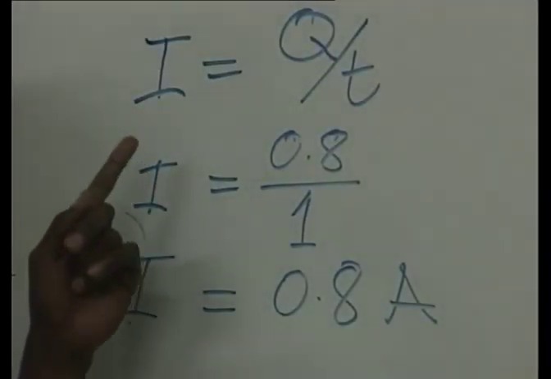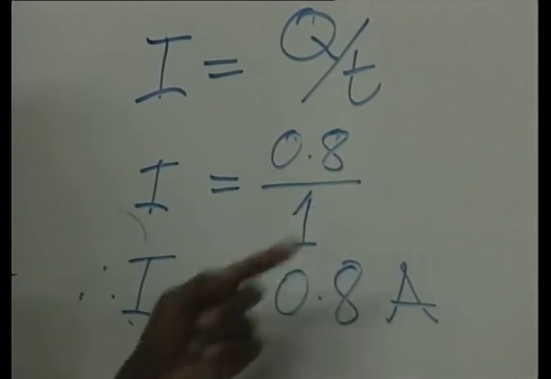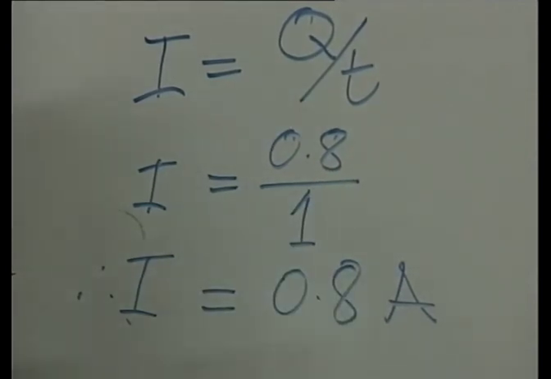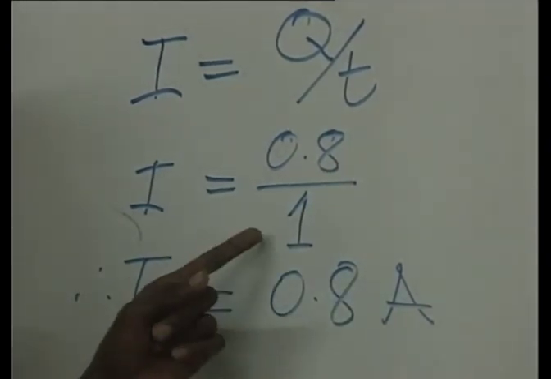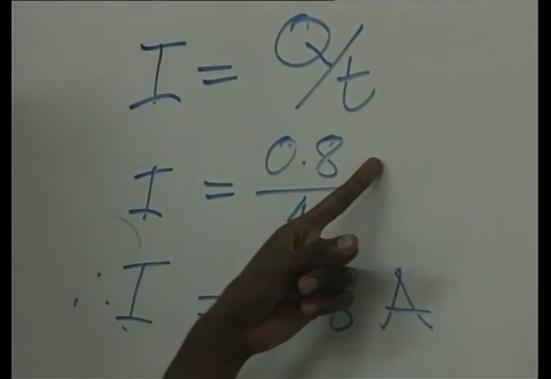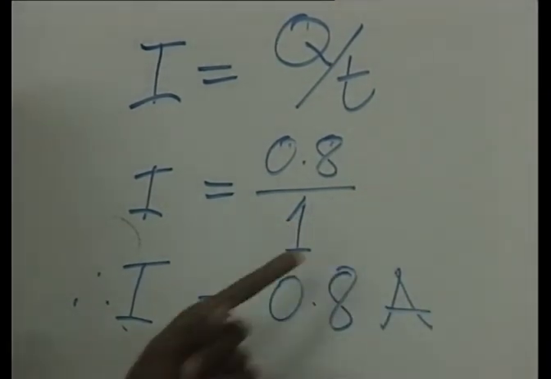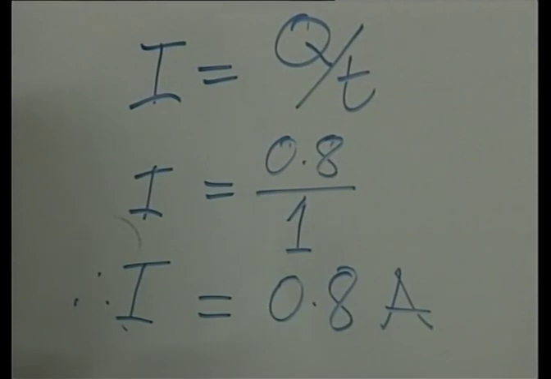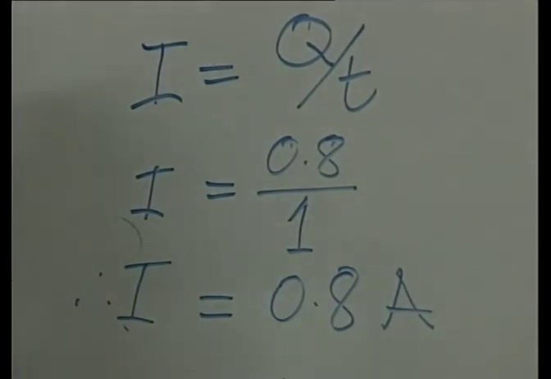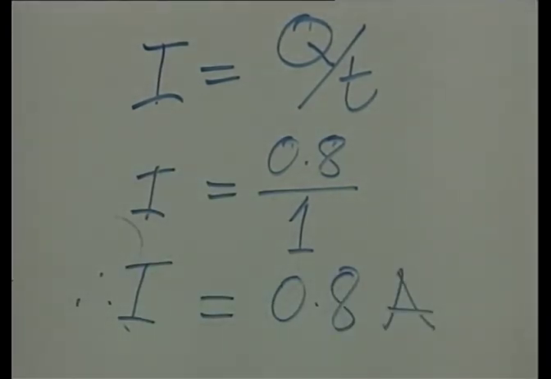Given the formula current equals charge over time, the question has to find the current. So the charge given was 0.8, and the time was 1 second. So therefore the current is equal to 0.8 amps. Thank you. Very good. Right, that is the answer to question number 1.